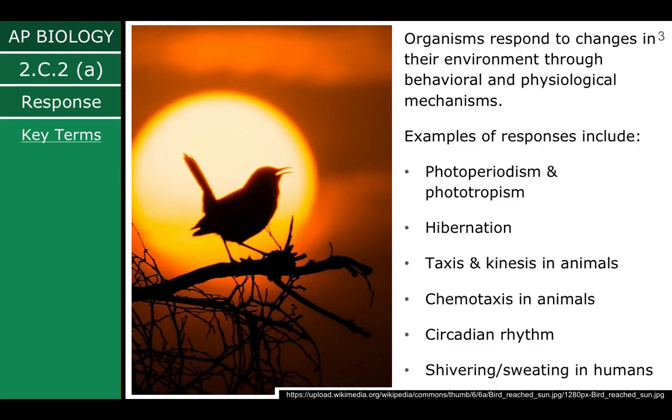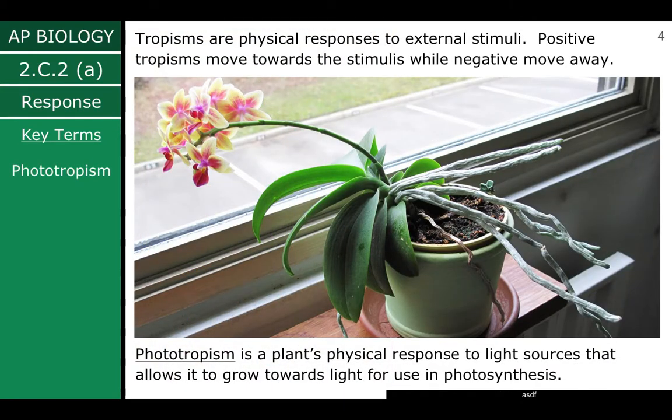Some that we're going to cover right now are photoperiodism, phototropism, hibernation, taxis and kinesis in animals, chemotaxis, circadian rhythm, and shivering and sweating, which we have already covered a bit. So here's our first one, which is phototropism. Some of you may have actually seen this occur before, but tropisms are physical responses to external stimuli. Positive tropisms move toward the stimulus, while negative move away.